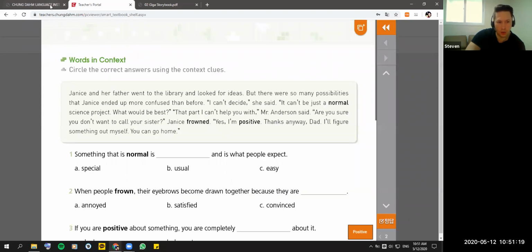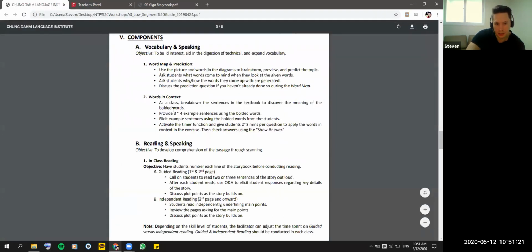Here, this is the words in context. So this is the second page here. As a class, you're going to break down the sentences in the textbook and discover the meaning of the words in bold. 3 to 4 example sentences using the words. You can elicit example sentences using words from the students. Activate the timer function and give them 2 to 3 minutes per question. They can apply the words, the content, and the exercise. And then you can use show answer.